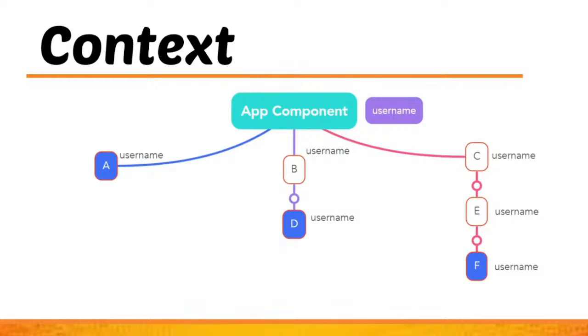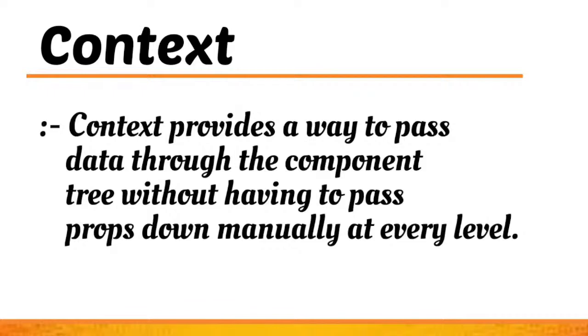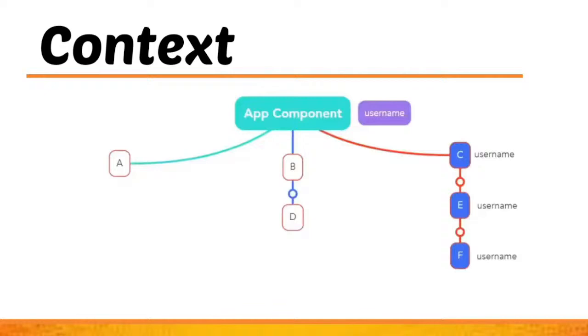This is where the context API comes into the picture. The context API provides a way to pass data through the component tree without having to pass props down manually at every level. Let's understand this with the rightmost tree you see on the screen. Our goal is to pass the username value from the App component and read that value in component F using the context API. There are 2 steps to implement when making use of the context API.